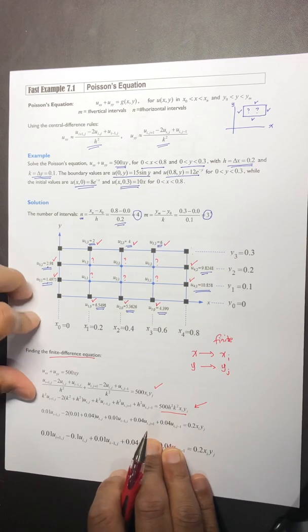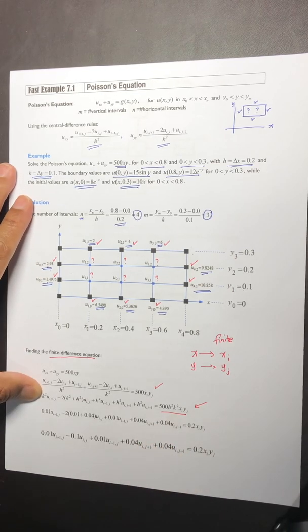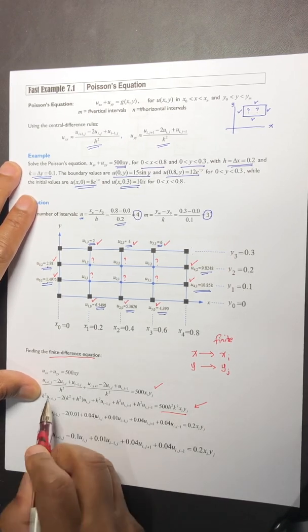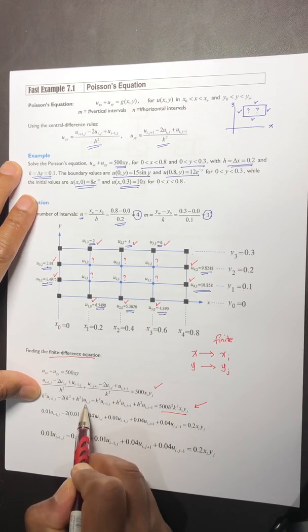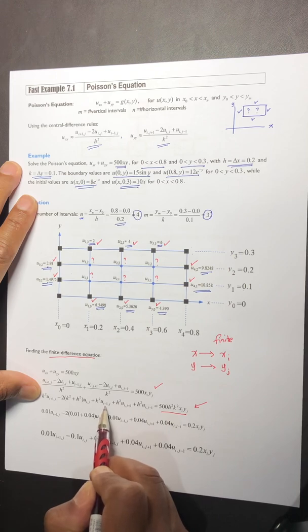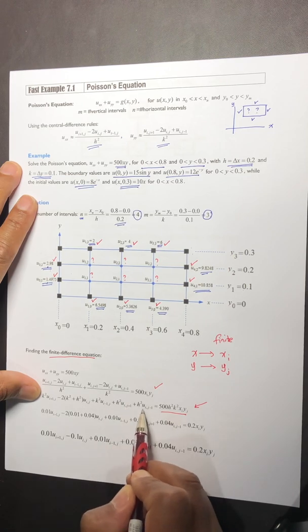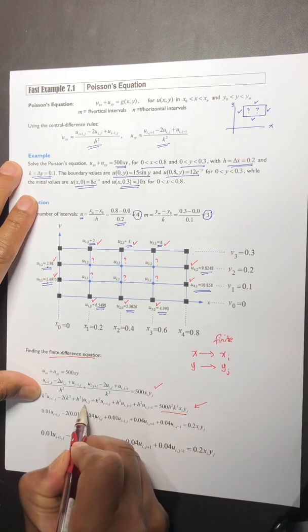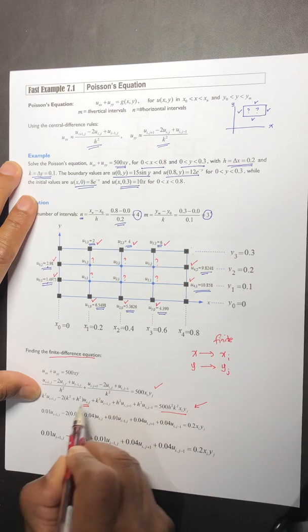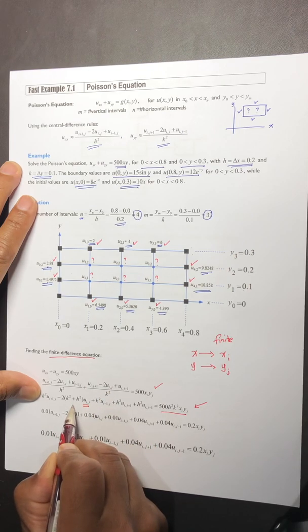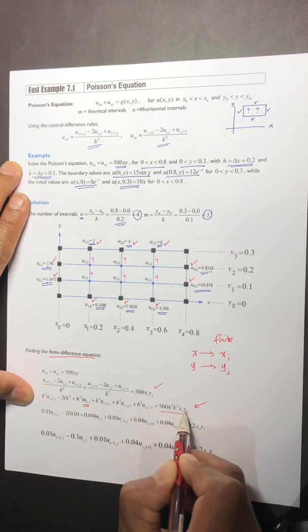Once we have multiplied them, we need to group together terms that involve u i plus 1 j, u ij, u i minus 1 j, u i j plus 1, u i j minus 1. There are 2 terms involving uij, one from here, one from here. So that's why we have this. Okay, you need to do a lot of practice on this. So this is what we get.